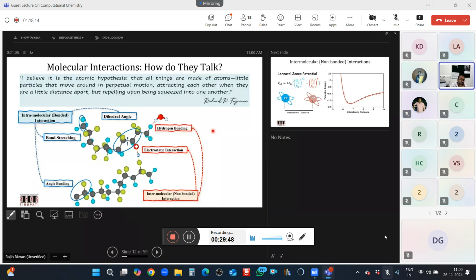Now, to describe these different sets of interactions, molecular interactions have been broadly classified into two sets. One is intramolecular, that means within the molecule, which is known as bonded interactions. That is bond stretching.